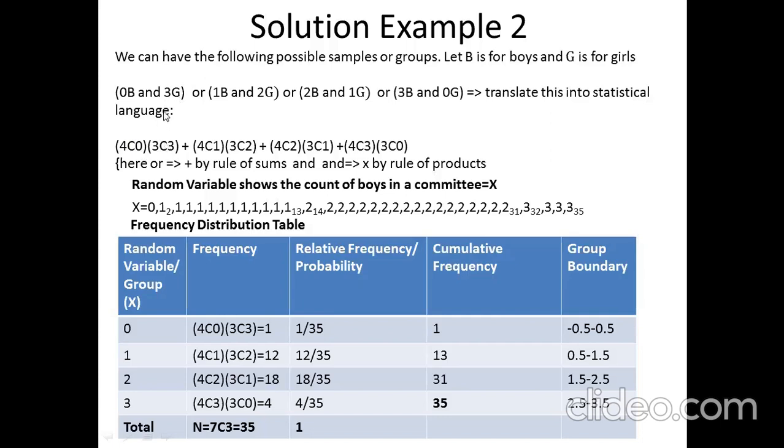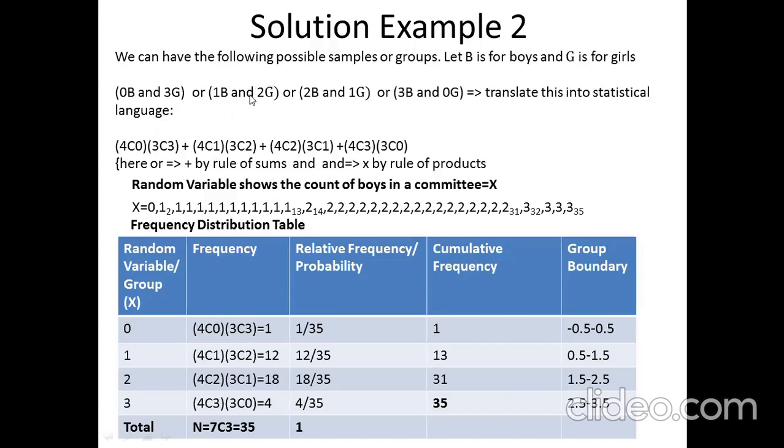So 0 boys and 3 girls, or 0b and 3g, would be written as 4C0 multiplied by 3C3. Then the 'or' would be translated to plus by the rule of sums, and 1 boy can be selected from 4 boys in 4C1 ways.